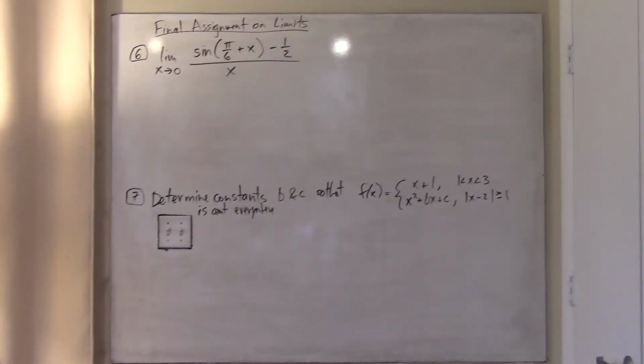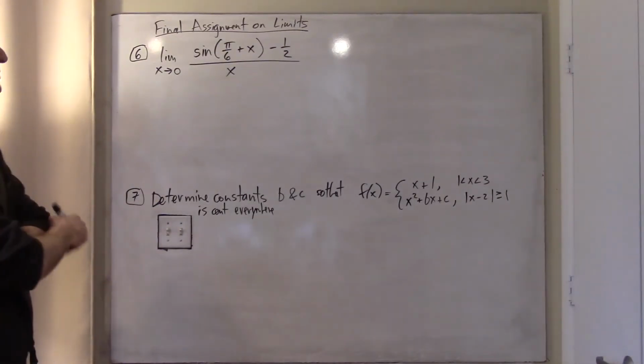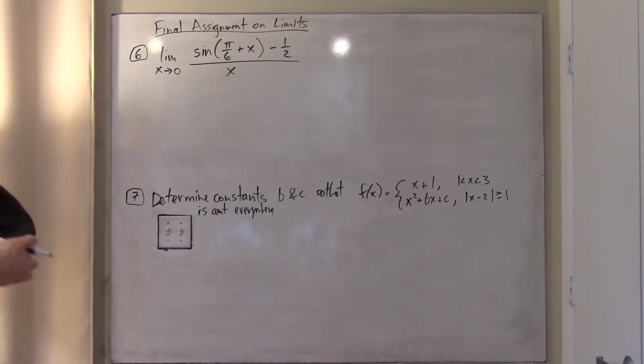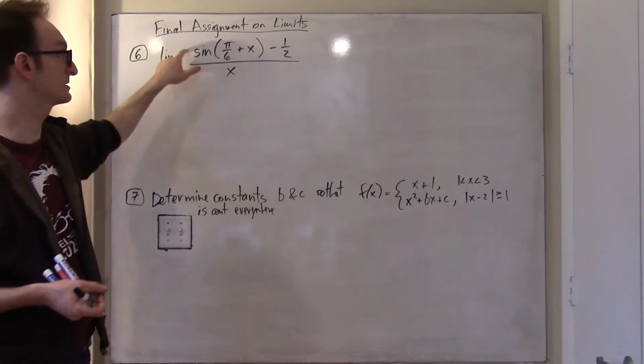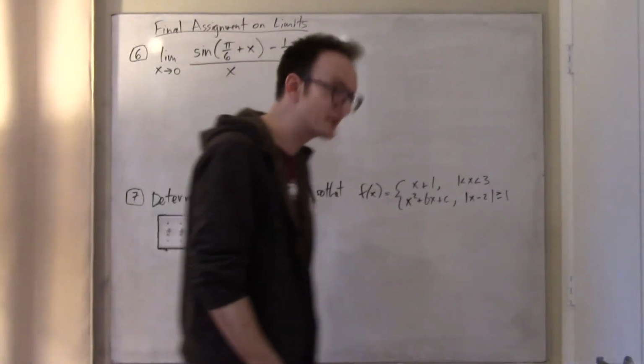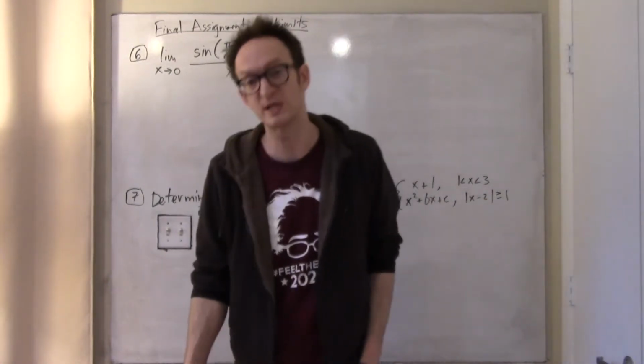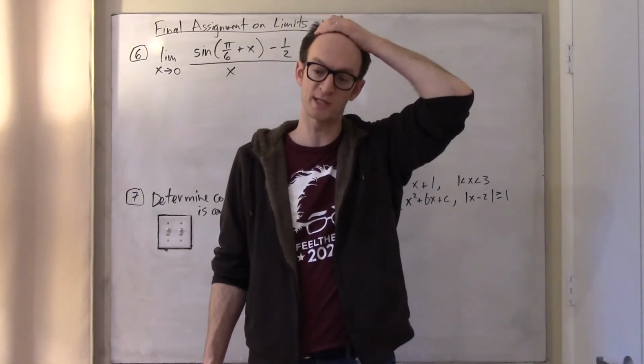Okay, we are back. Number 6 is a pretty challenging limit that says, what's the limit as x approaches 0 of sine of pi over 6 plus x, minus 1/2, over x? Alright, how are we going to do this? Well, if you try to plug in 0, then you get sine of pi over 6 is 1/2, so you get 0 on the top and 0 on the bottom. So this is a 0 over 0 situation, which means we need to kind of get back to work and figure out what this is.